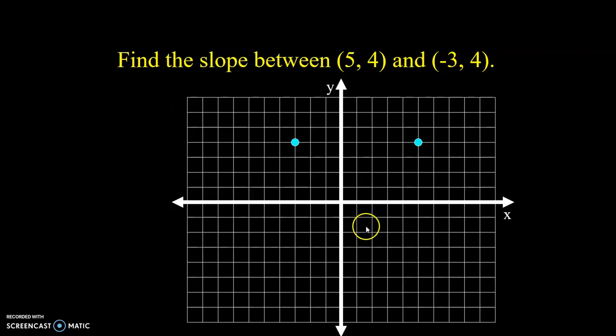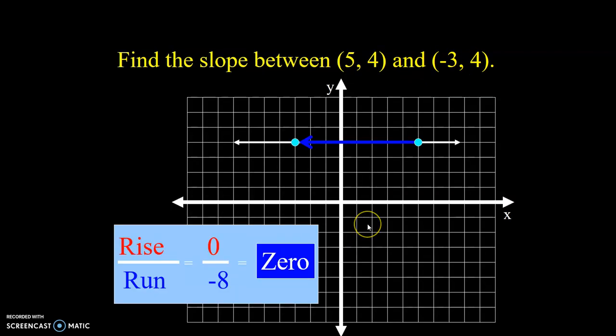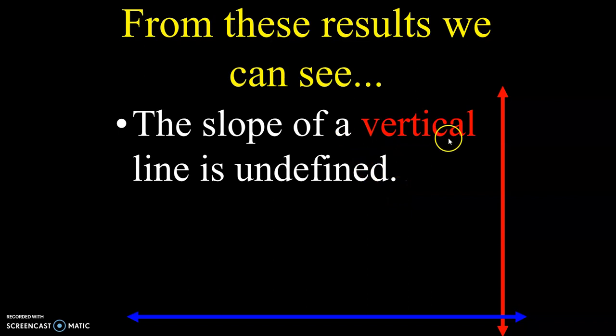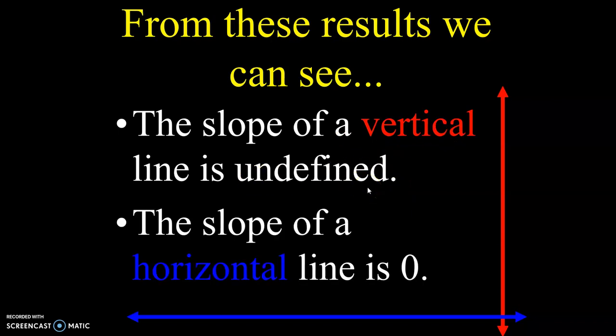So that is now the difference between the two definitions. From these results, we can see that the slope of a vertical line is undefined, and the slope of a horizontal line is 0. Okay? So we can have now, vertical is the red part, which is undefined, and horizontal line is 0.